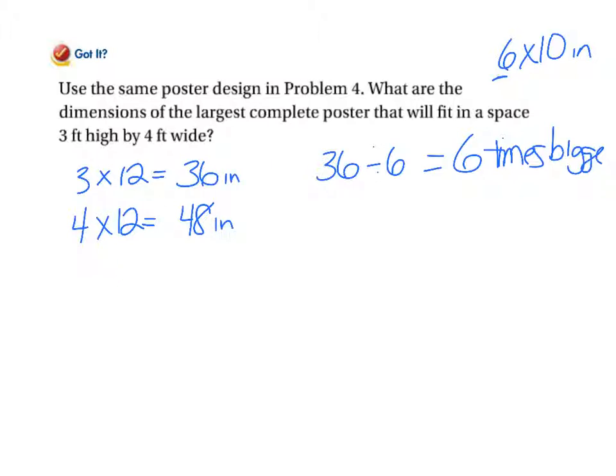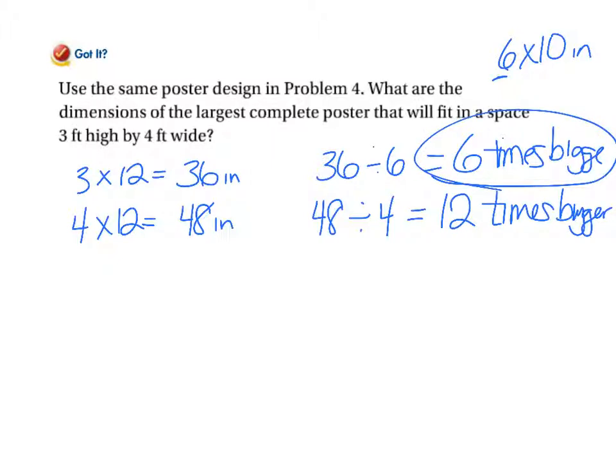You have 48 inches of space. Let's divide that by 4. And you're going to get 12. So I can make it 12 times bigger. Well, that's great if I make it 12 times bigger. But if I make that 12 times bigger, part of the other dimension gets cut off, because it's only allowed to get 6 times bigger before it runs out of space. So remember, always pick the smaller one. I can make it 6 times bigger.